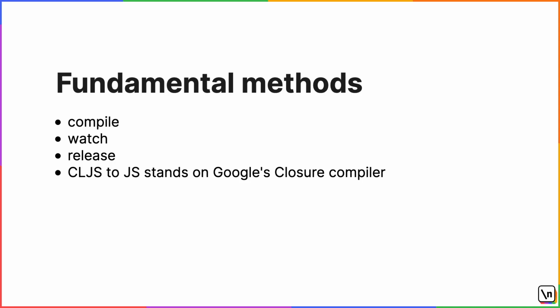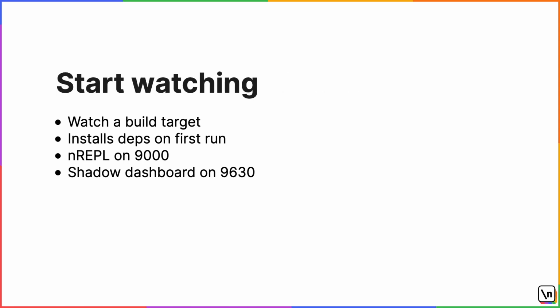The JavaScript code produced by both compile and watch is inspectable. That means it is not uglified or minified and can be read by you. The release method bundles the code for production. It applies advanced optimizations, minification, and uglification. ClojureScript relies on Google's Closure compiler, GCC, to transform CLJS to JavaScript. GCC is Google's in-house alternative for Webpack and was open sourced over 10 years ago. All major Google apps including Gmail rely on GCC. We are ready to start our first build.